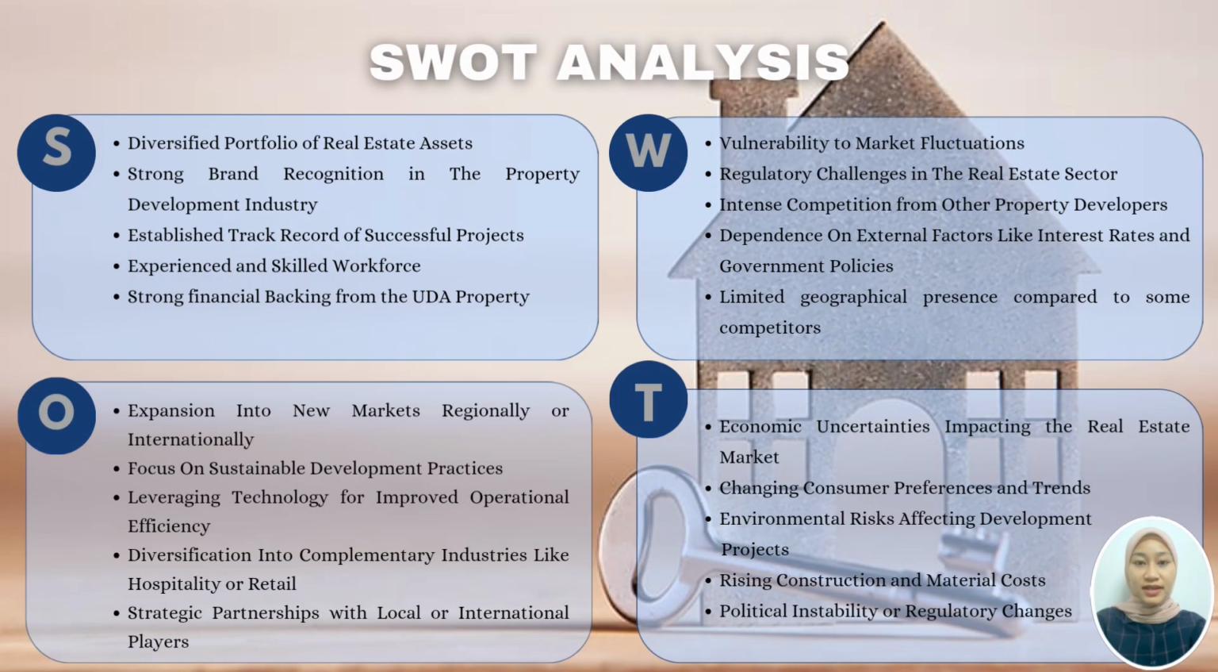Next, we move into the SWOT analysis for UDA Property. Begin with S, strength. The first strength is a diversified portfolio of real estate assets. As we know, UDA Property's diverse portfolio includes residential, commercial, and industrial property, reducing risk exposure to fluctuation in any of their segments.